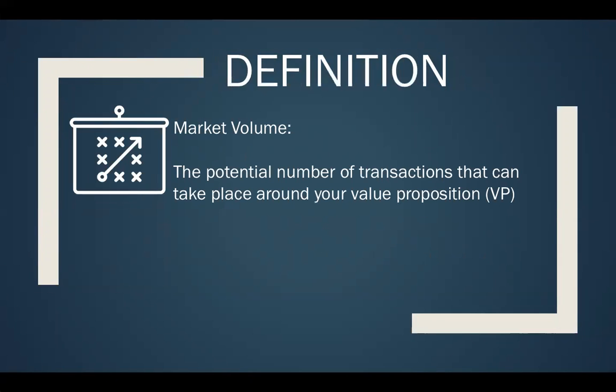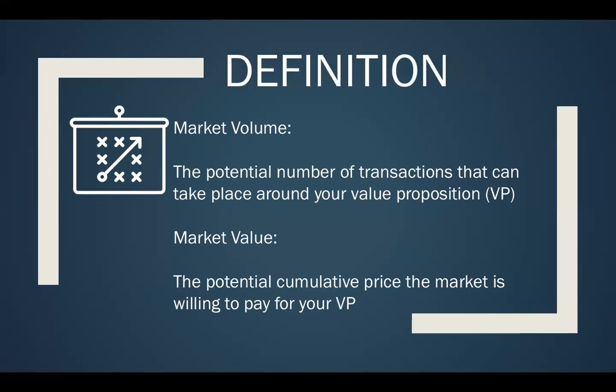Quickly, a couple definitions. The market volume is the potential number of transactions that can take place around your value proposition. In other words, how many potential customers are there out there? The market value is the potential cumulative price that the market is willing to pay for your value proposition. In other words, what's the total potential that you can expect in terms of the amount of money that you can make?